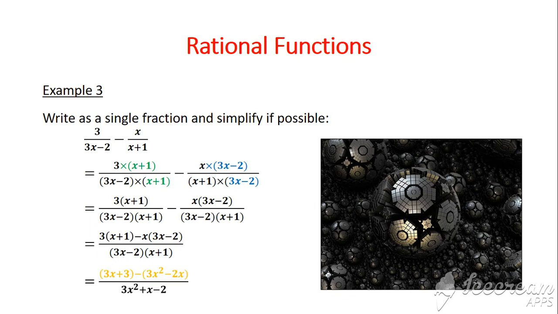So let's expand the top bracket out to get this. I've also expanded the bottom out. And now let's simplify it to get our answer. And how did we get that? Well, we have a minus 3x squared. We have a 3x minus 2x, which is 3x plus 2x, which is plus 5x. And we have our plus 3.